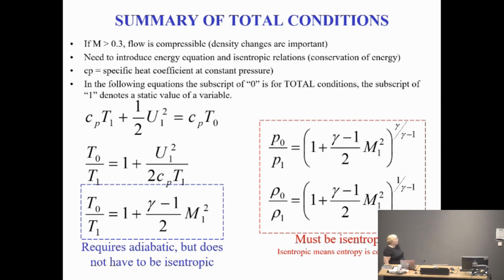This time, that particular formula only works as long as we have no entropy gains, if you like. So in other words, we need to conserve the entropy. So that means this wouldn't work across a shock. It only works on one side of the shock or the other side of the shock.